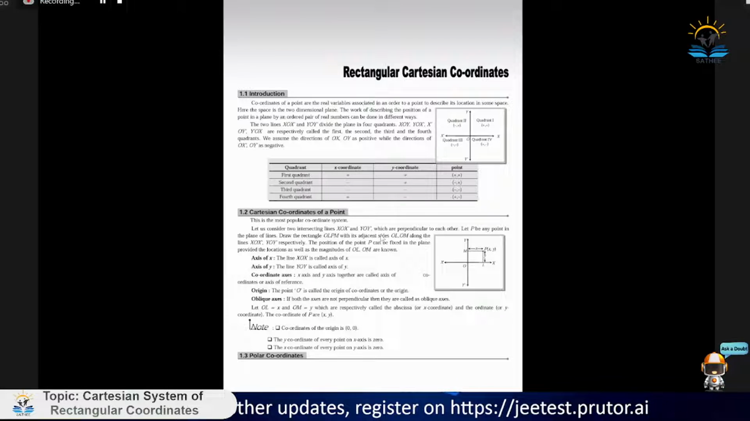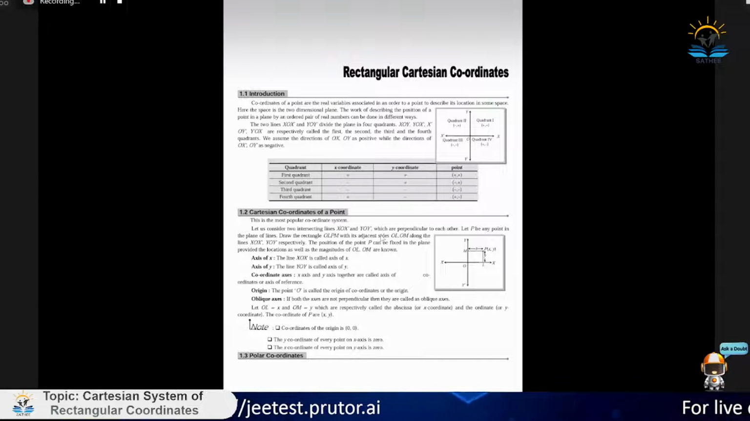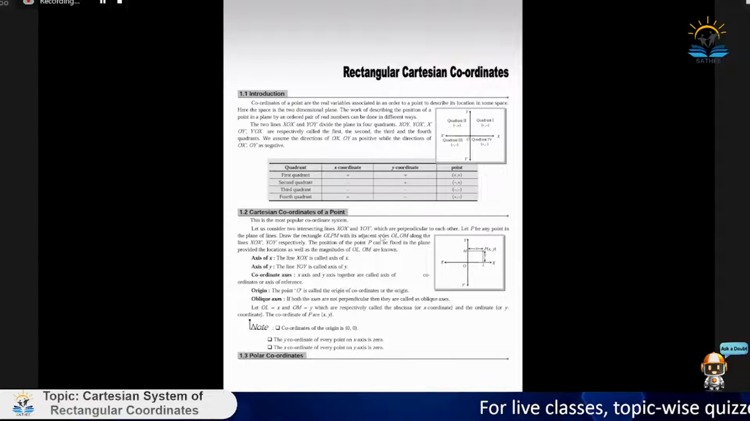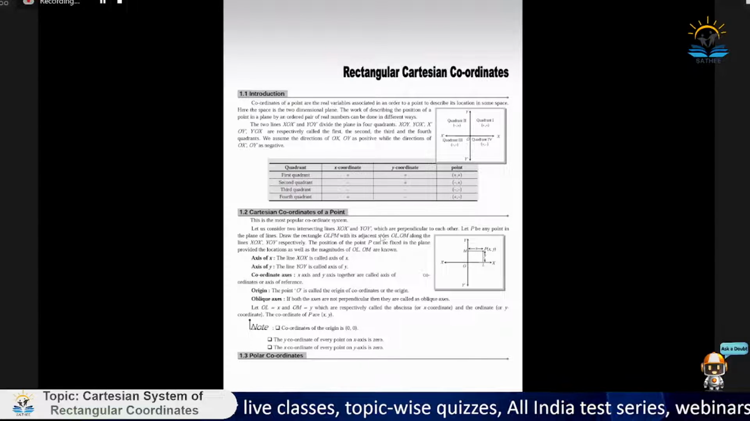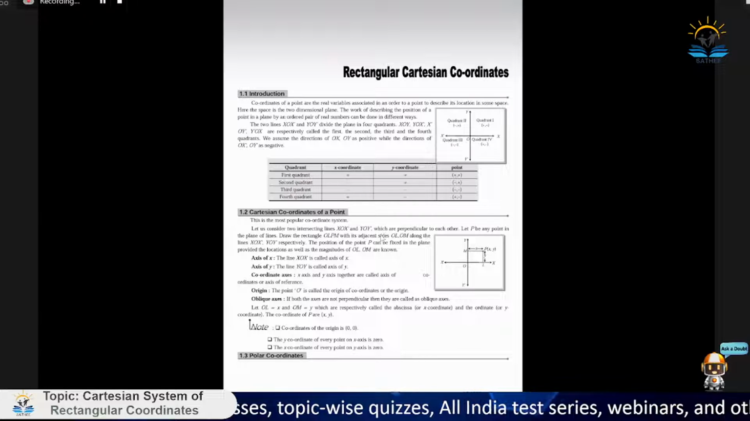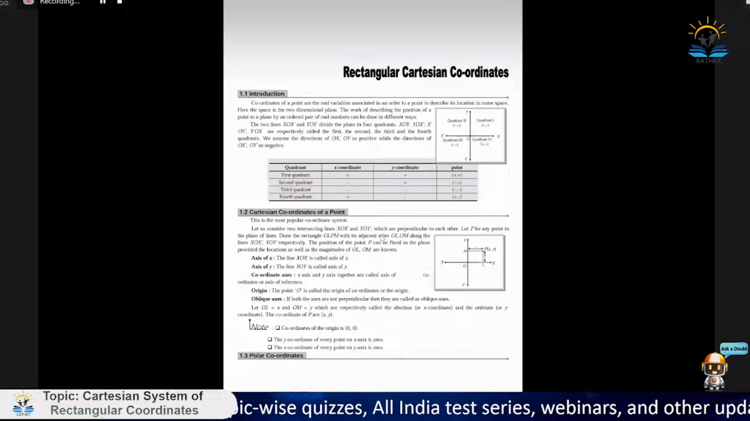Today we are going to learn about the rectangular Cartesian coordinate system. We'll start with why we use it. Usually when we want to locate a point in space, we use this coordinate system. If you want to locate a point in a two-dimensional plane, you can use it. Here you have to know some points like X'OX and Y'OY in the screen that you can see.